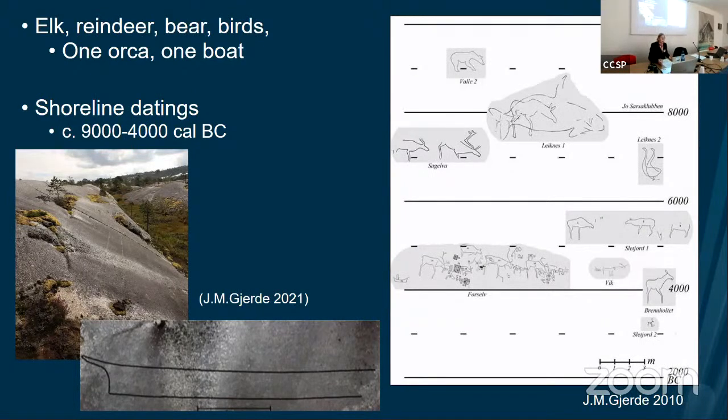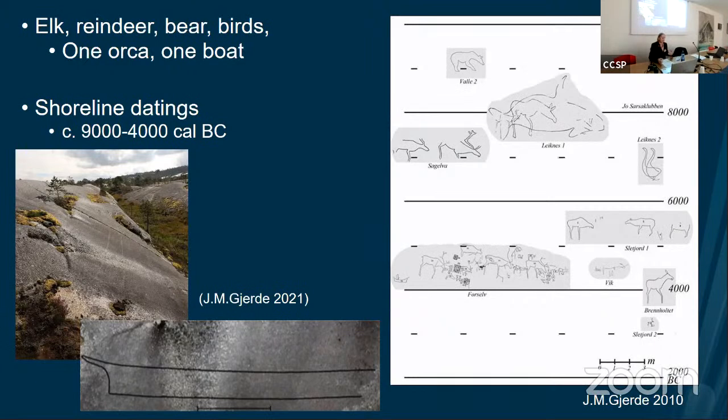There are also some birds, and there is actually the one orca, and there is one boat that has recently been published by Valcamonica. And again, this boat is also probably close to life size. It is more than 4 meters long. The only way that we can date this rock art is really by shoreline dating. I'm not going to talk about that method for dating, but it seems very consistent in northern Norway. And using that method, we can see that this rock art dates from about 9,000 up to about 4,000 calibrated years BC.